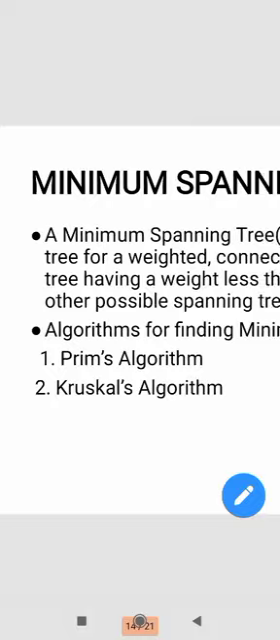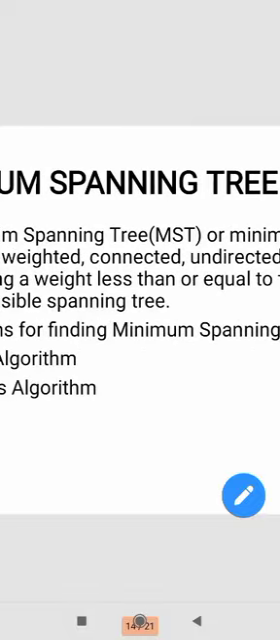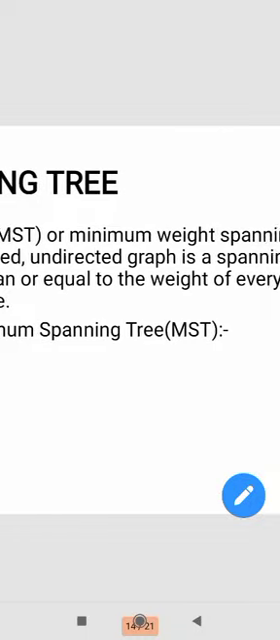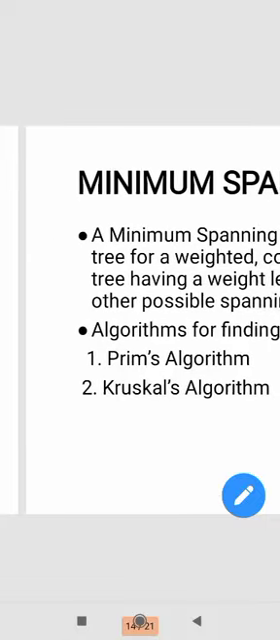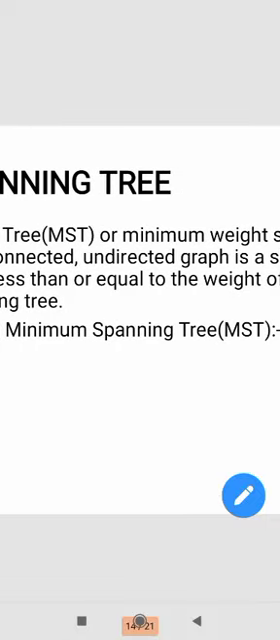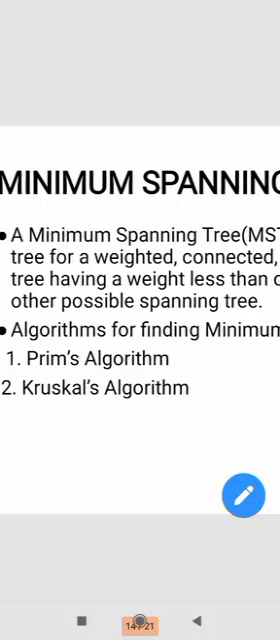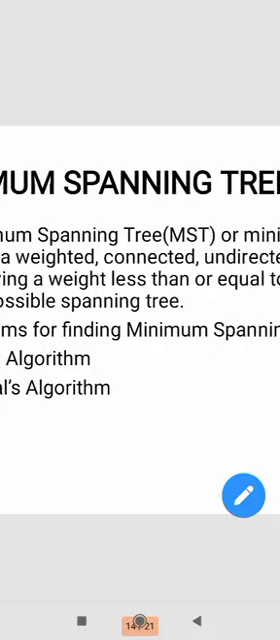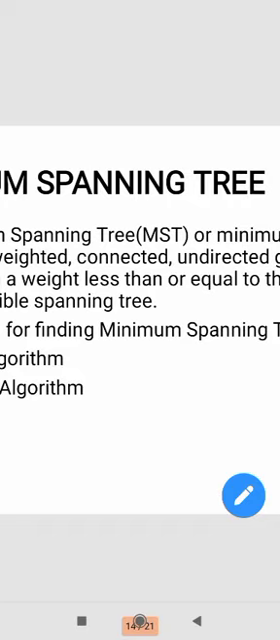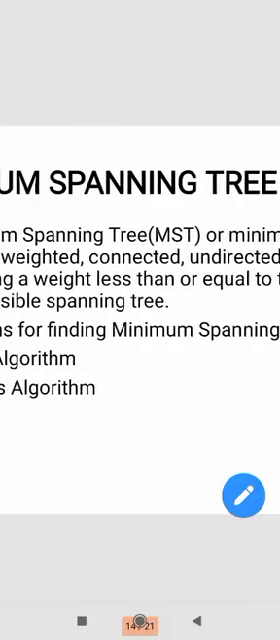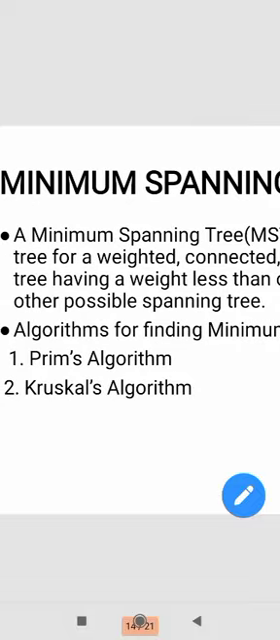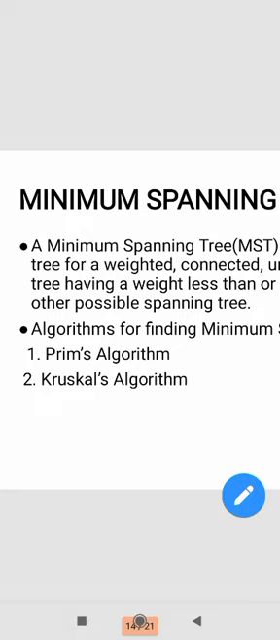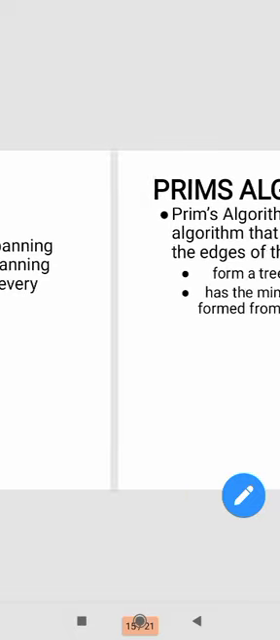So, minimum spanning tree. A minimum spanning tree or minimum weighted spanning tree for a weighted connected undirected graph is a spanning tree having a weight less than or equal to the weight of every other possible spanning tree. So minimum spanning tree is called MST. What do you mean by spanning tree? It has minimum values, that is called a minimum spanning tree. Algorithms used for finding a minimum spanning tree are Prim's algorithm and Kruskal's algorithm.